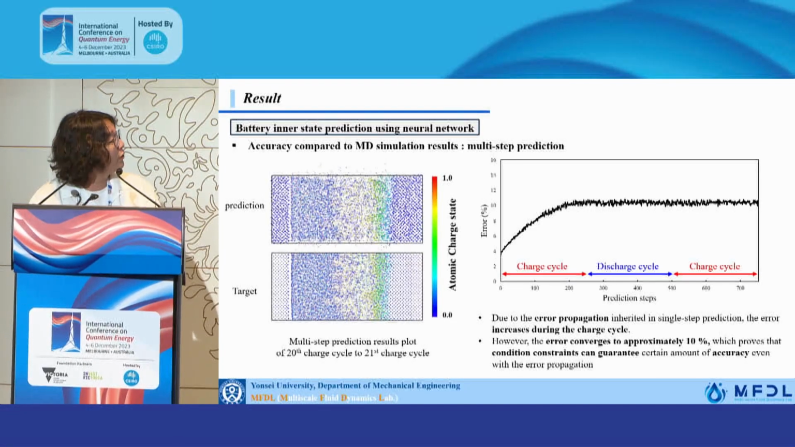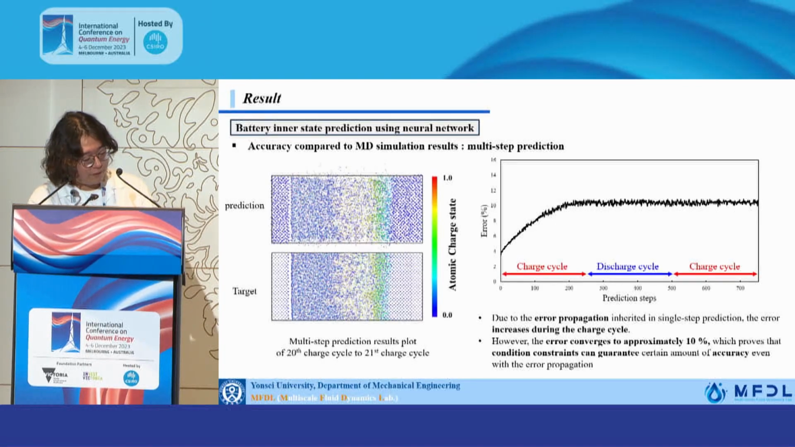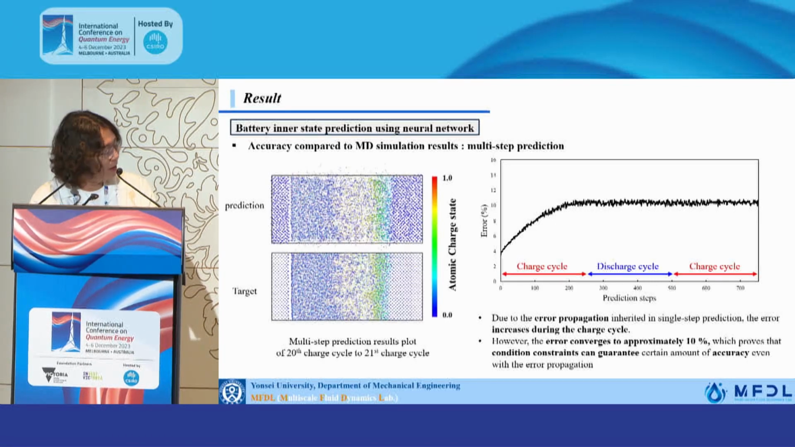Okay, this is the multi-step prediction result. Due to the error propagation inherited in single-step prediction, the error increases during the charging cycle. We started from the beginning of the charging cycle, and as I mentioned before, the error inherited in single-step prediction propagates further and further. But we observed that the error converges to approximately 10%, which shows that conditioning constraints can guarantee a certain amount of accuracy even with the error propagation.